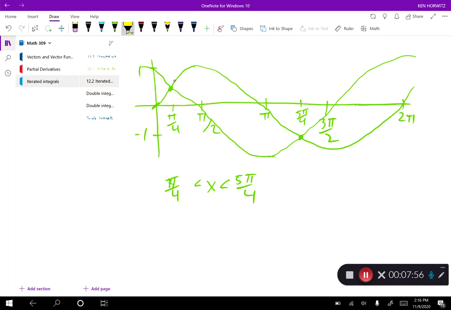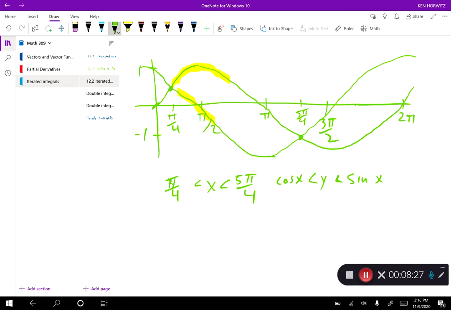After pi over 4, which is the larger graph? The larger graph is sine. So that's going to be my upper bound, all right? So for y, and of course, my lower bound is the graph that's beneath it, which would be cosine x. So the graph is really helpful in getting your bounds for integration.